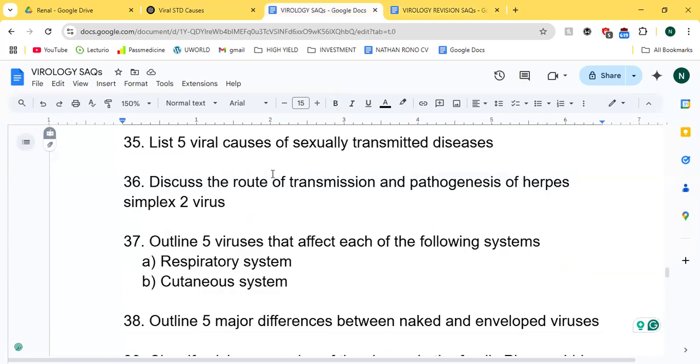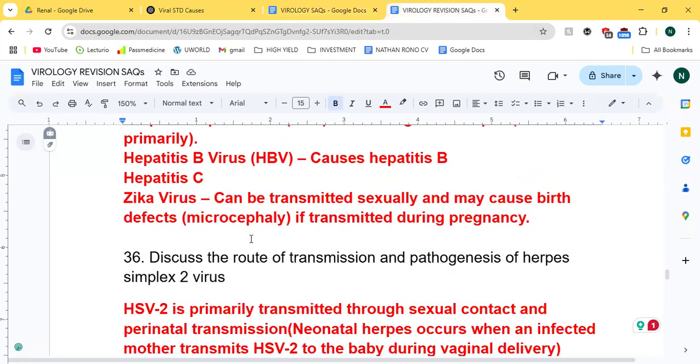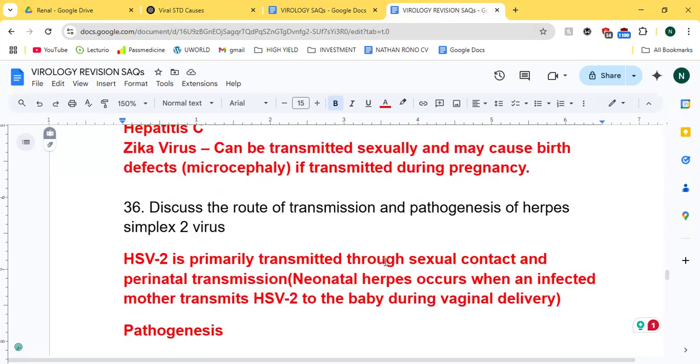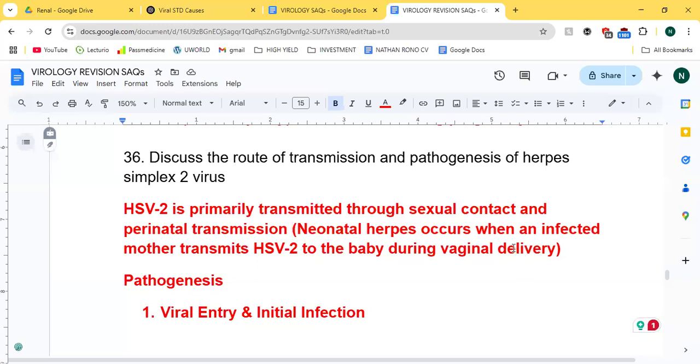Another question. Discuss the route of transmission and pathogenesis of herpes simplex 2 virus. Remember I said you have to know how it is got. So in this case, transmission is through sexual contact and perinatal transmission. Neonatal herpes occurs when an infected mother transmits HSV2 to the baby during vaginal delivery. Okay. Pathogenesis. We start with the viral entry.